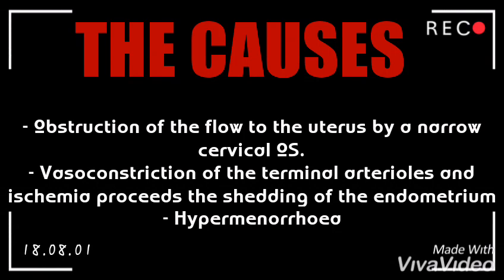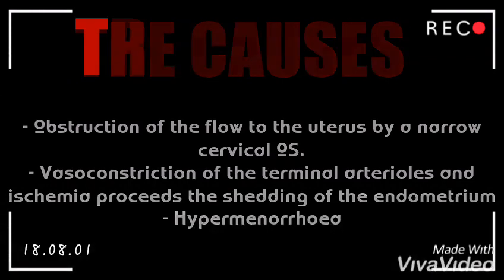The causes of primary, spasmodic, intrinsic dysmenorrhea. The actual mechanism is uncertain, but other factors contribute to the condition like obstruction of the flow to the uterus by a narrow cervical os, stronger uterine contractions. Vasoconstriction of the terminal arterioles and ischemia precedes the shedding of the endometrium. The spasms produce uterine pain. Hypermenorrhea, which is associated with clots, which may lodge in the cervical canal, causing pain.